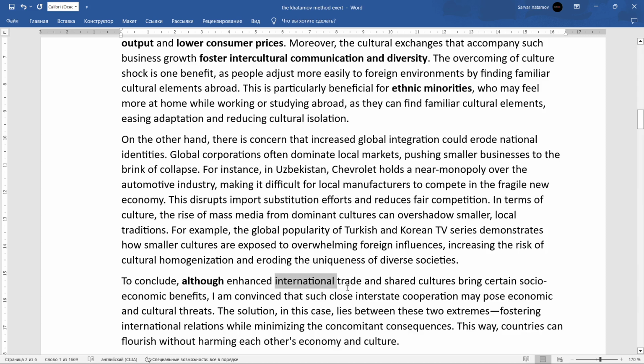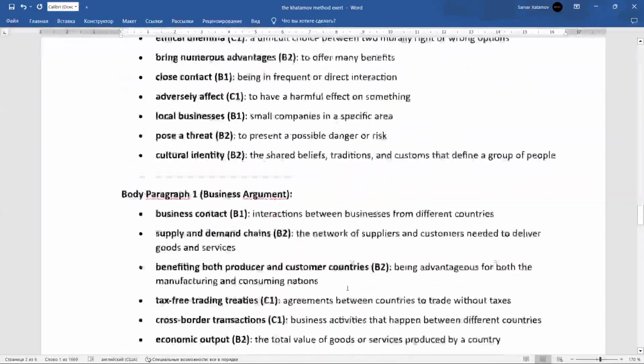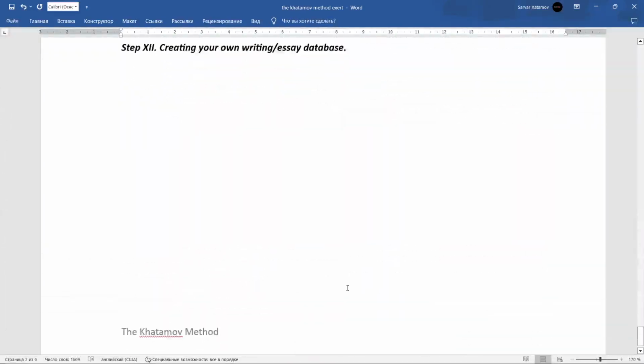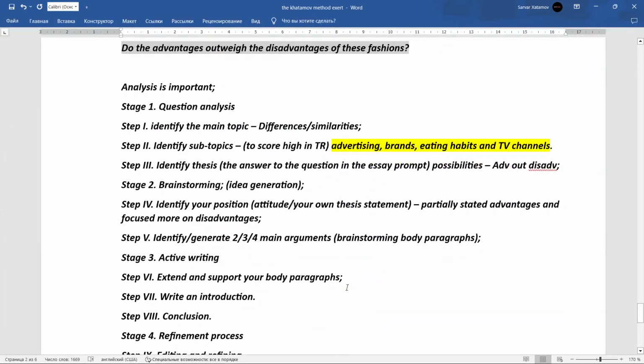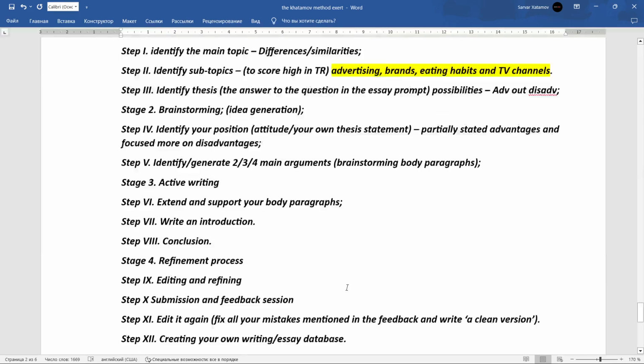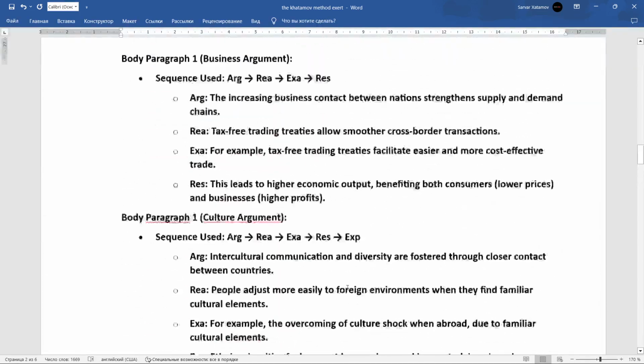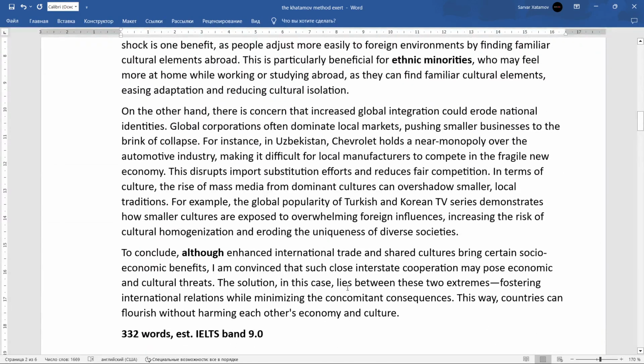That's it. If you are going to work in this framework, I am convinced that you will get there, right? Just make sure you follow all those 12 steps that I mentioned in the beginning of the video. International trade and shared cultures. I call it international trade and shared cultures.